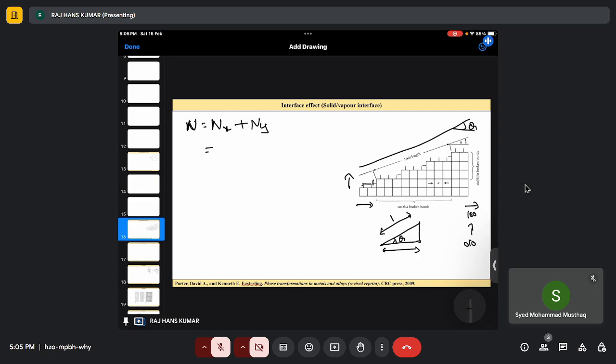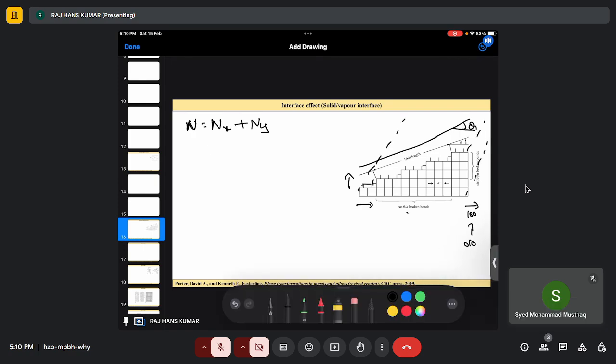Cos theta will be adjacent side by hypotenuse, right? So this will be 1 by cos theta. Now what about this distance? This distance is 1 by sin theta, right? So this distance is 1 by cos theta, and this distance is 1 by sin theta. So along x direction, the number of broken bonds plus the number of broken bonds along y direction.